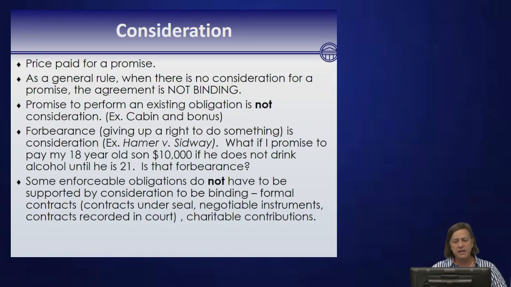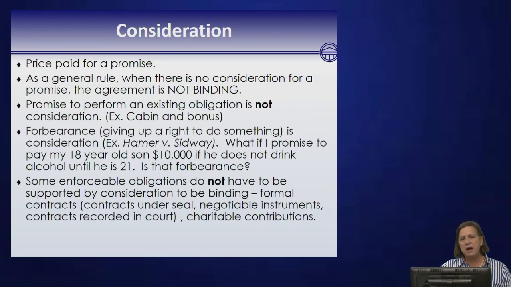That could be consideration. So what if I promise my 18-year-old son $10,000 if he doesn't drink alcohol until he's 21 years old? Has he given up a right to do something? No, right? Because the law says that he's not to drink alcohol until he's 21. So if he doesn't drink until he's 21, can he make me give him the $10,000? And the answer is no.